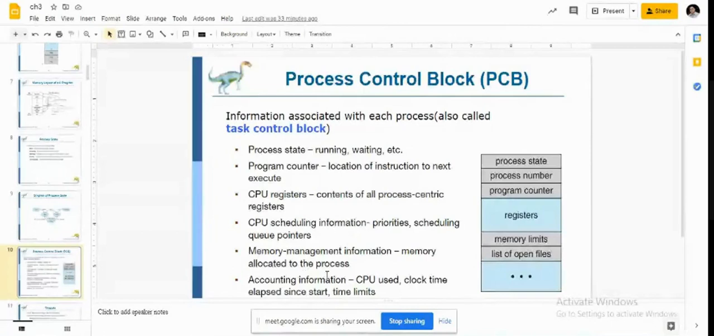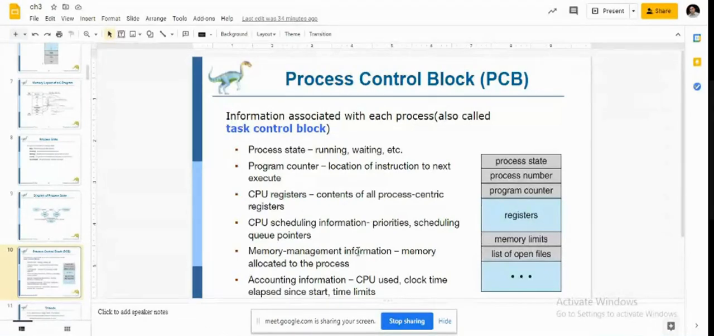Memory management information: how much memory is allocated to this process, how much portion of RAM it has taken, and what the temporary location is. Even apart from the RAM, some information about this process is also available in virtual memory. If the process is very big and we are not able to load the entire process into memory because memory size is limited, then some information is available in RAM and some in virtual memory. So which information is already available in RAM and which in virtual memory is also important.